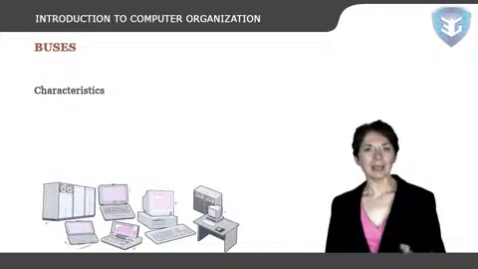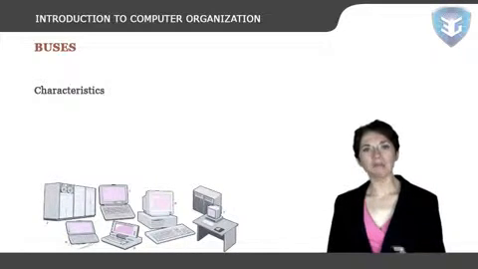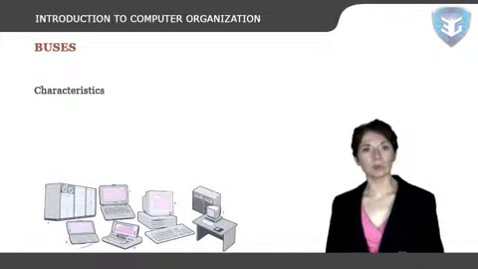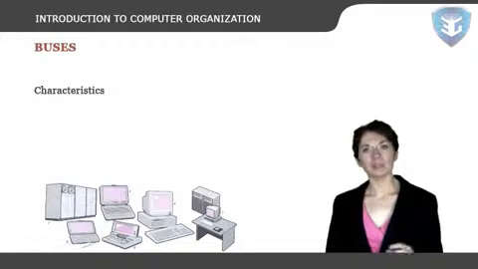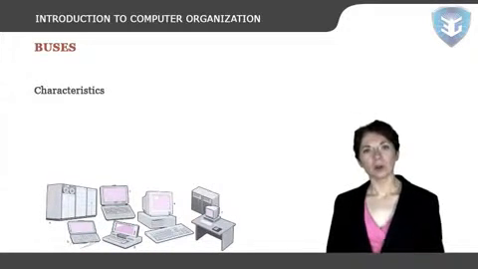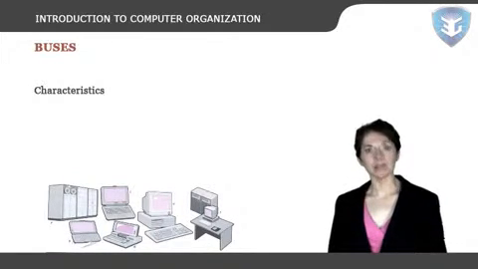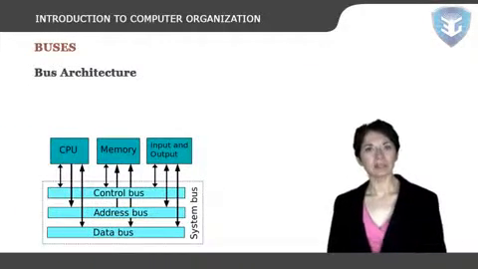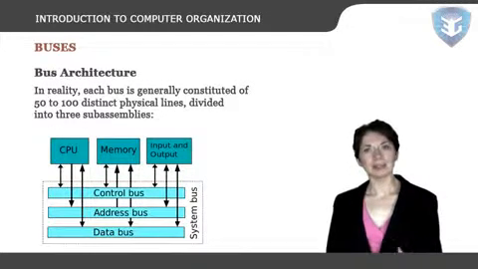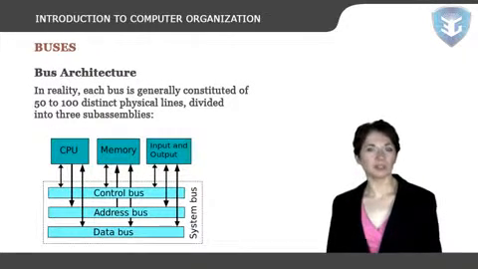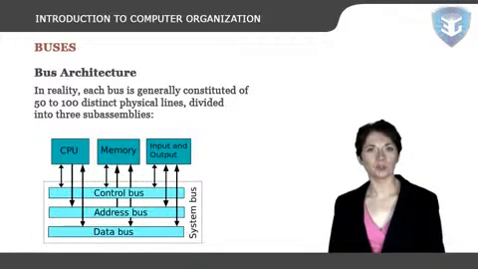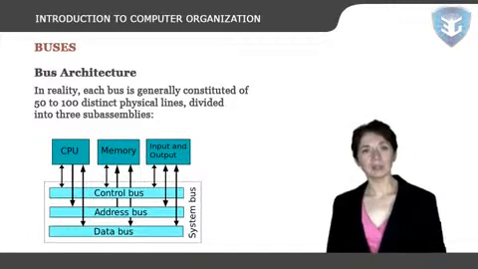Characteristics. A bus is characterized by the amount of information that can be transmitted at once. This amount, expressed in bits, corresponds to the number of physical lines over which data is sent simultaneously. Bus architecture. In reality, each bus is generally constituted of 50 to 100 distinct physical lines, divided into 3 subassemblies.